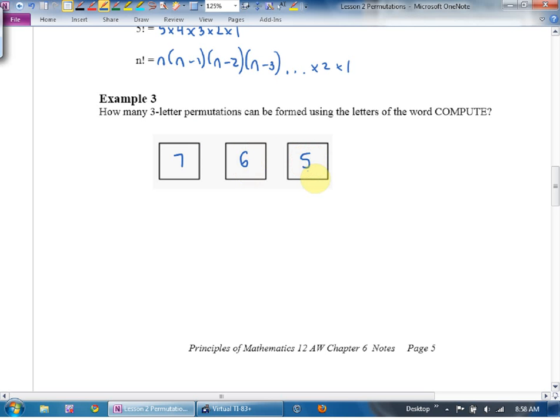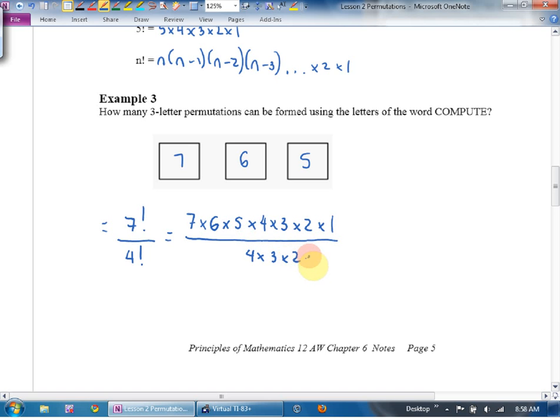I'm going to argue that this is really 7 times 6... well, actually, you know what? I'm going to give you the short version first. I'm going to argue that this is 7 factorial divided by 4 factorial. Think about it, and then I'll expand the top. 7 times 6 times 5 times 4 times 3 times 2 times 1, all over 4 times 3 times 2 times 1.